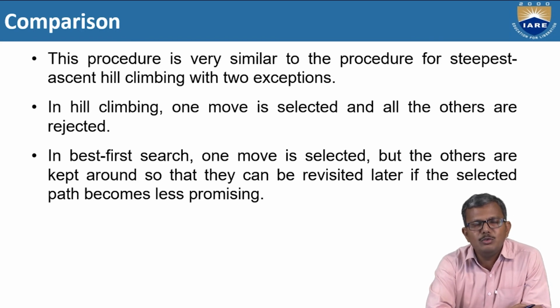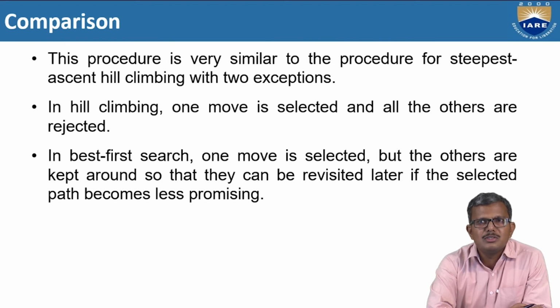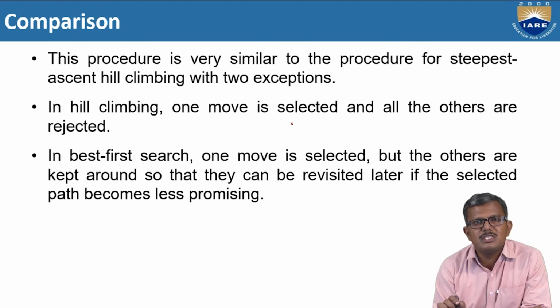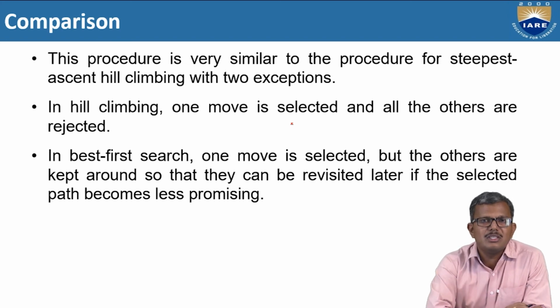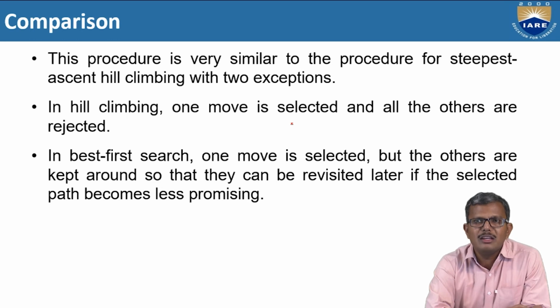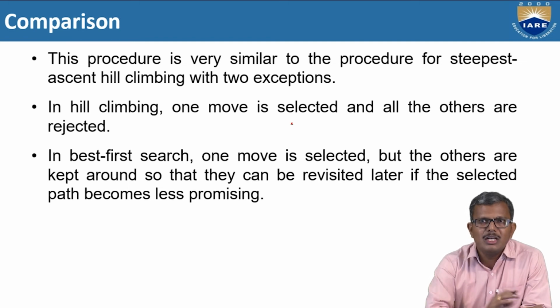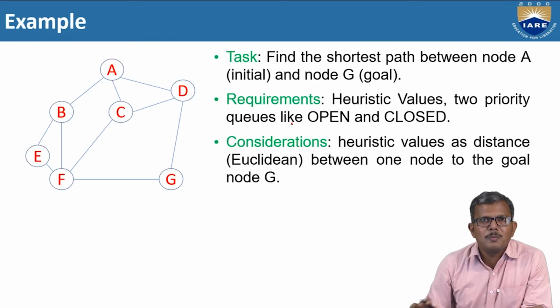When we compare this implementation of best first search with the hill climbing approach, we can say that in hill climbing, one move is selected and all the other moves are rejected. That means ignoring the unnecessary moves and only considering the move which makes us move towards the goal state. But in best first search, we are not going to ignore any of the moves. All the moves we are going to make use of. For the time being we will ignore it, but definitely we are going to make use of it in the coming steps. Let us try to see how this is the case.